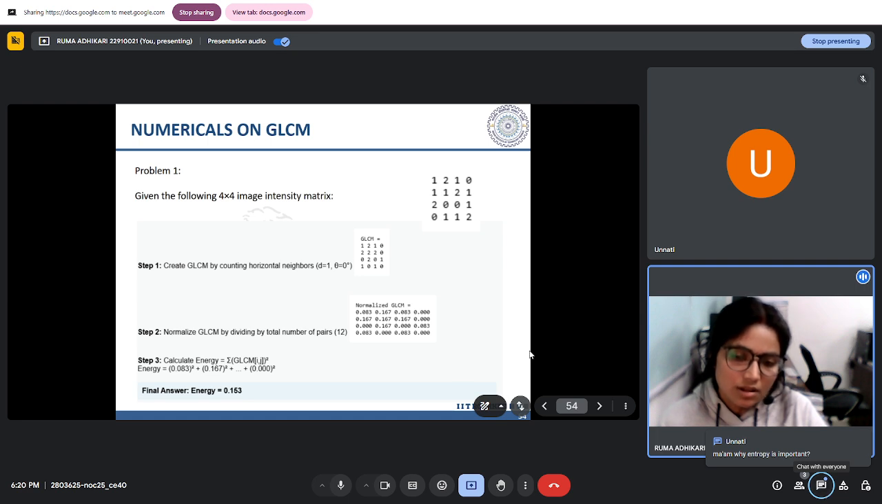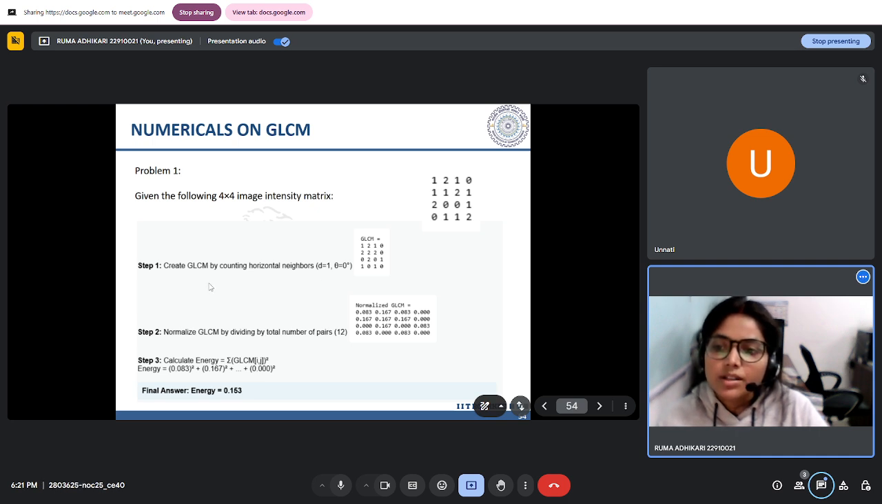Let me explain this numerical first. We create one GLCM by counting horizontal neighbors. That is given. The distance is 1, theta is 0 degree. So first, we will normalize the GLCM. How do we normalize? We take the total number of pairs, and we divide by that total. That is the way we normalize.